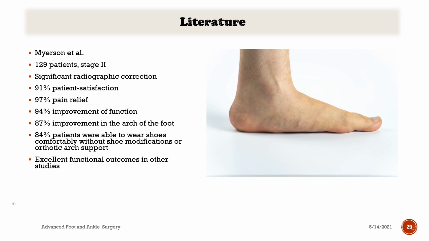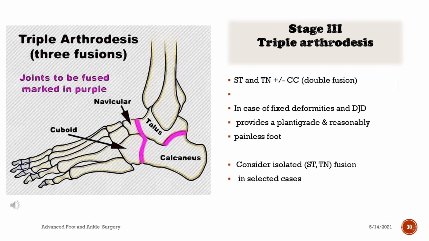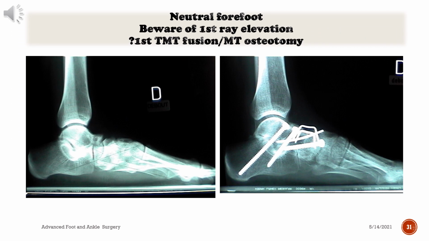Excellent functional outcomes in other studies. Stage 3: triple arthrodesis, in case of fixed deformities and degenerative joint disease, provides a plantigrade and reasonably painless foot. Neutral forefoot; beware of first ray elevation. First tarsometatarsal fusion or metatarsal osteotomy.